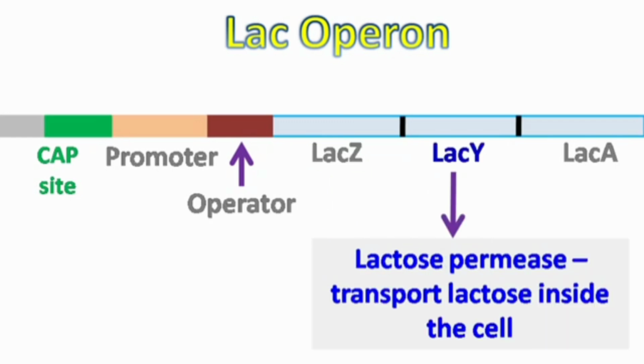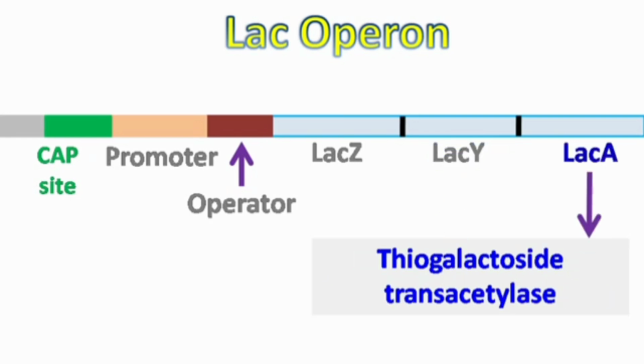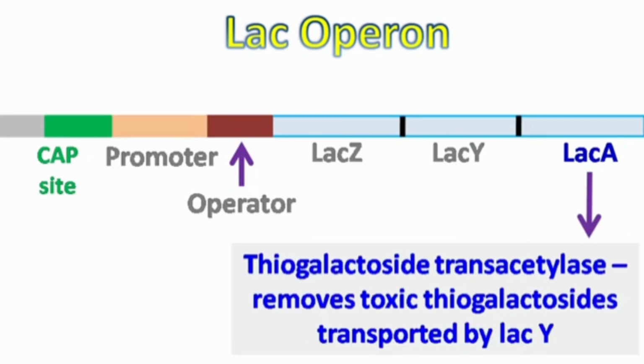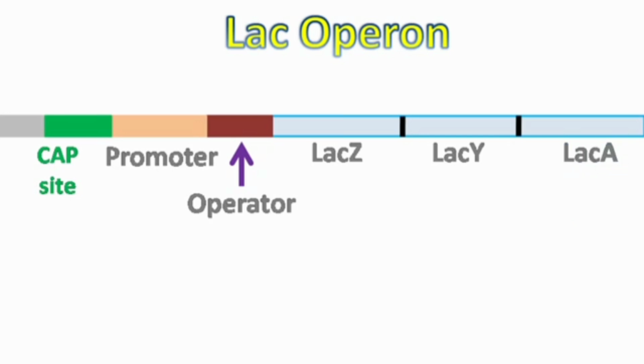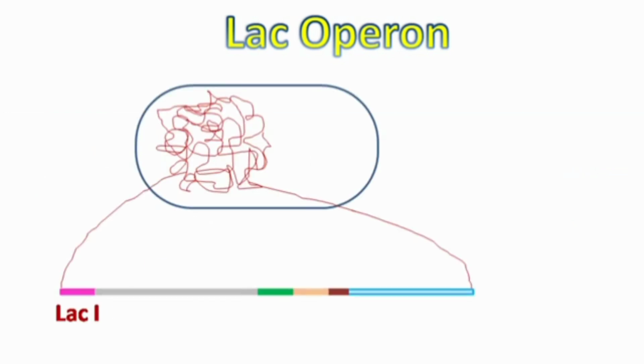The LAC-Y gene encodes the lactose permease enzyme. This enzyme transports lactose inside the cell. The LAC-A gene encodes the thiogalactoside transacetylase enzyme, and it helps in the removal of toxic thiogalactosides, which are also transported by the LAC-Y. The LAC-I encodes a repressor that binds the operator and represses the LAC operon.